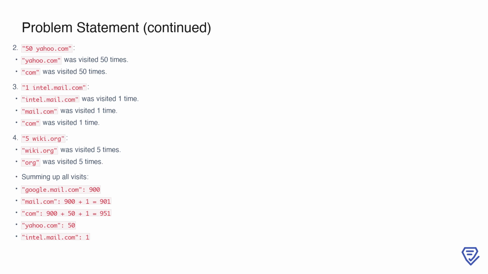Once we sum up the visits across all the provided domains, we get the following totals: google.mail.com has 900 visits, mail.com has 901, 900 from google.mail.com and 1 from intel.mail.com, and com has 951 visits in total. Additionally, yahoo.com has 50 visits, intel.mail.com has 1 visit, wiki.org has 5 visits, and org has 5 visits.